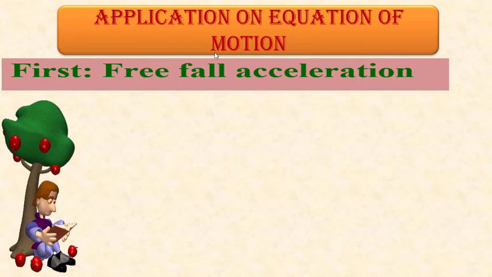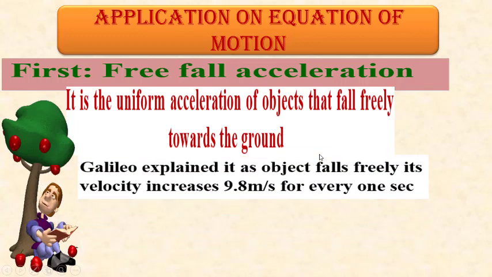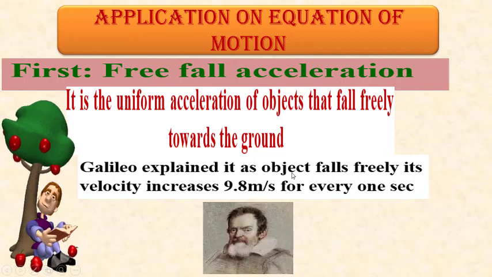Today our lesson is about the application of the equations of motion. First, we have to know more about free fall acceleration. At first, what do you know about free fall acceleration? It is the uniform acceleration of an object that falls freely toward the ground. Galileo explained that as an object falls freely, its velocity increases by 9.8 meters per second for every 1 second.